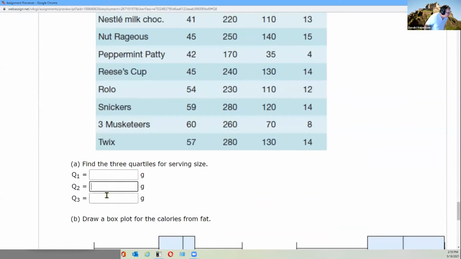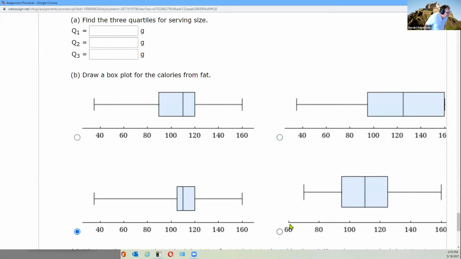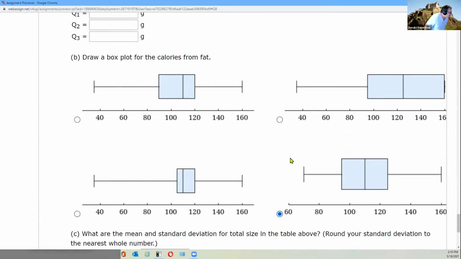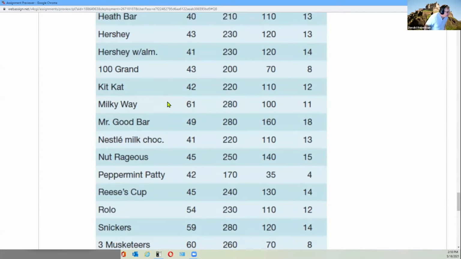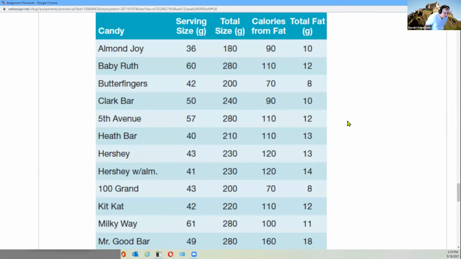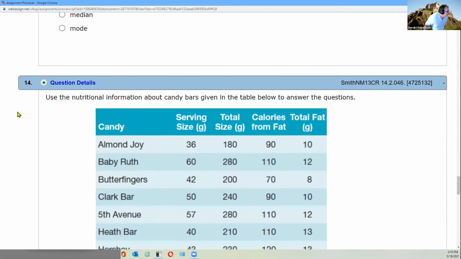Once you've got those numbers written down, you'll also need to get the 5-figure summary to figure out which one of these. Have you noticed I've done the box plot the way I do them, instead of little dots at the end? It's cosmetic. And not only that, you get the mean and standard deviation. So this last question basically gets you to do everything: mean, mode, median, 5-figure summary, everything else you could think of, including a box plot. So if you can do question 14 correctly, then you should be able to do everything correctly.